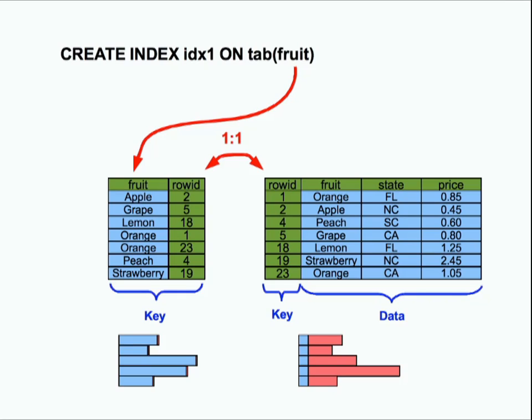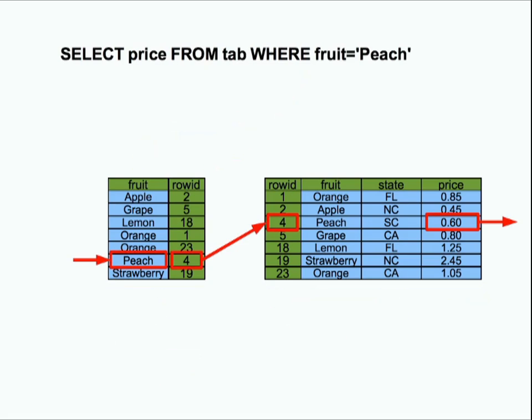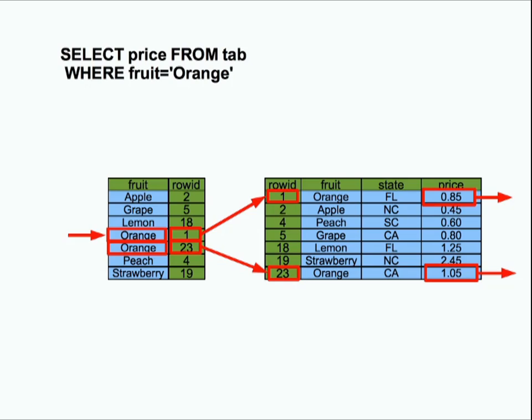And so what happens now is when we ask for the price of peach, it does a binary search on the index to find the first entry where the value is peach. And from that, it pulls out the row ID. And then it does a second binary search to find the row with the corresponding row ID, and it looks up the price. And that is your basic indexed search.